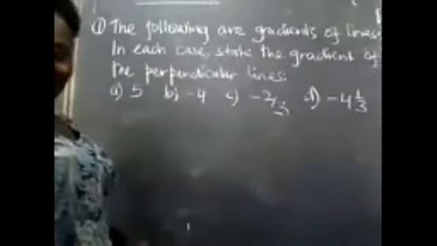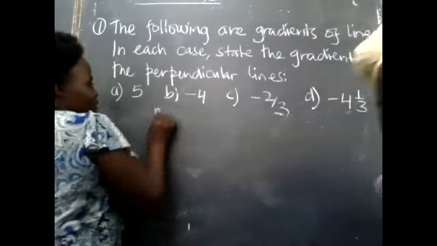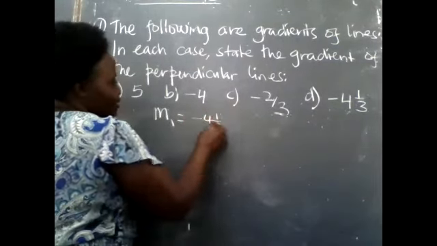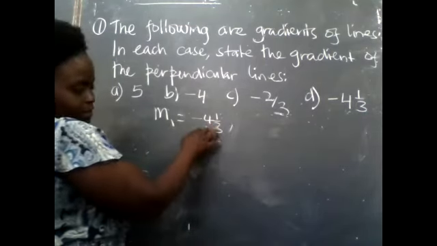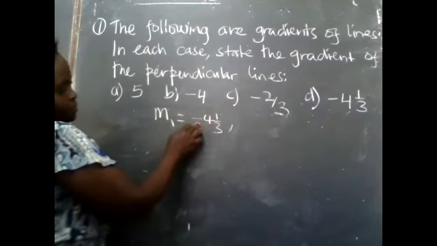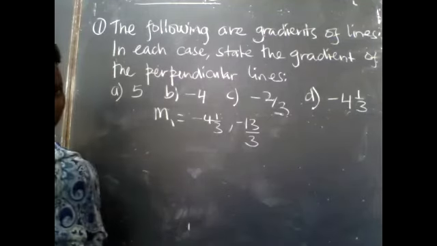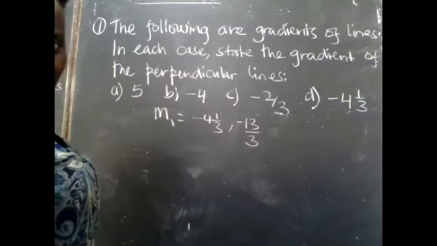Okay, let us do it very fast. Yes, we have M1 is -4 and a third. Now the best way would be to convert this mixed fraction into an improper fraction, which gives 13 out of 3. Are we able to see that? Yes.